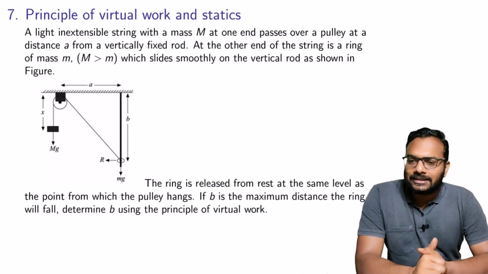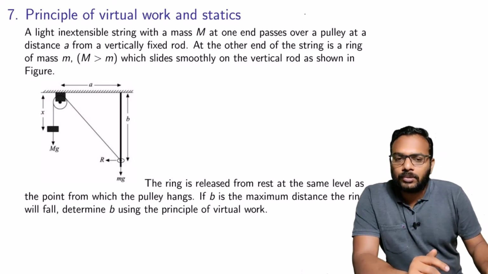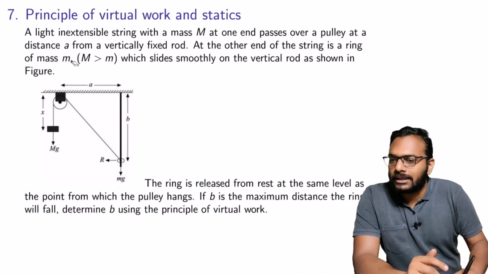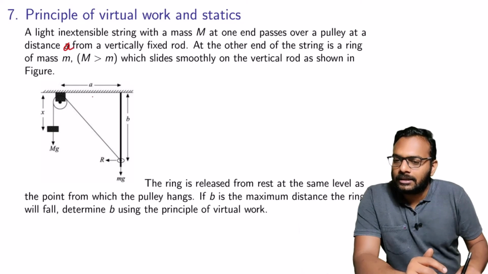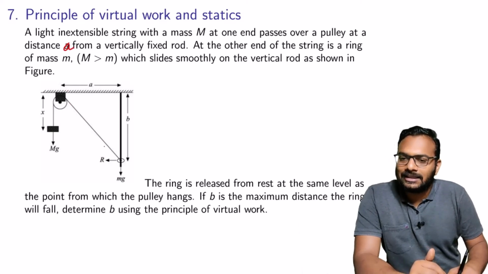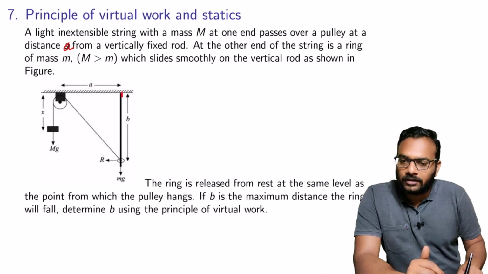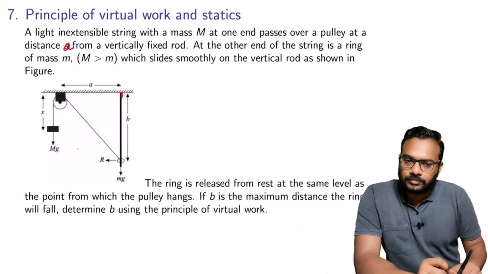A light inextensible string with a mass m at one end passes over a pulley at a distance a. So this is the situation. This is the light inextensible string, with mass m at one end. It passes over a pulley at a distance a from a vertically fixed rod. This is the vertically fixed rod, and this distance is a.